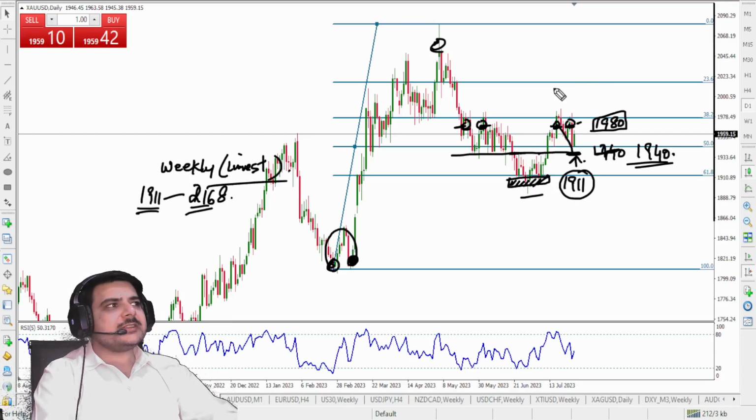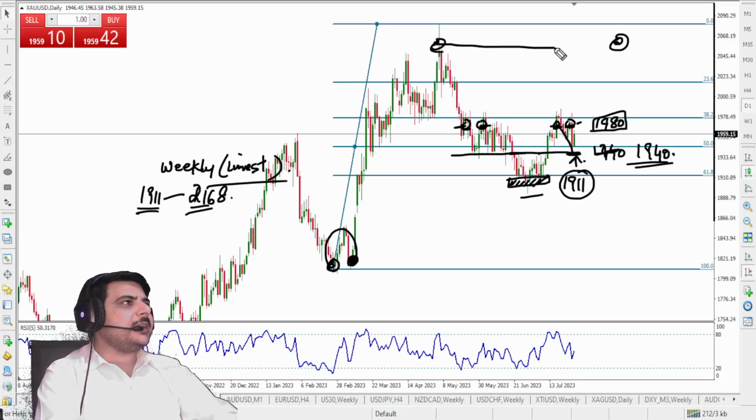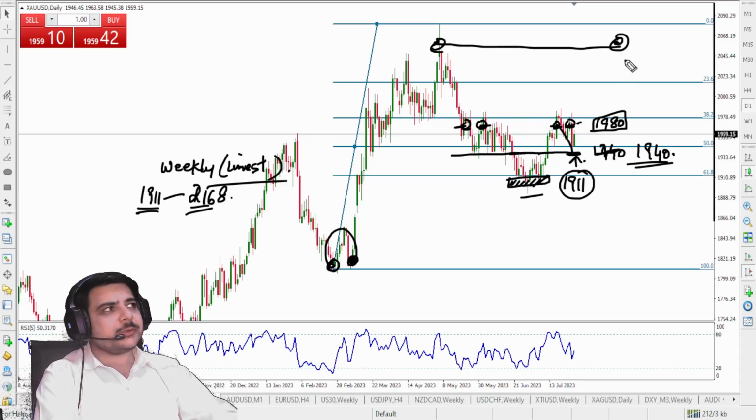At least if it doesn't create any sort of higher high, it will remain bearish, and still we have a very nice profit margin that we can create. Overall, this much profit can be generated.